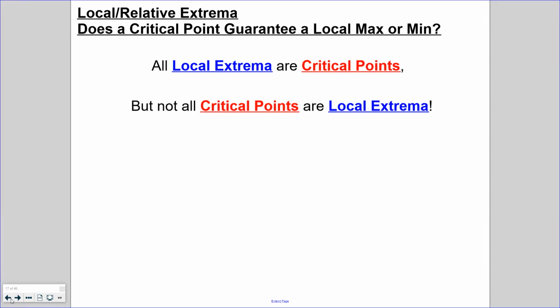Alright folks, that is all for locating critical points using derivatives.